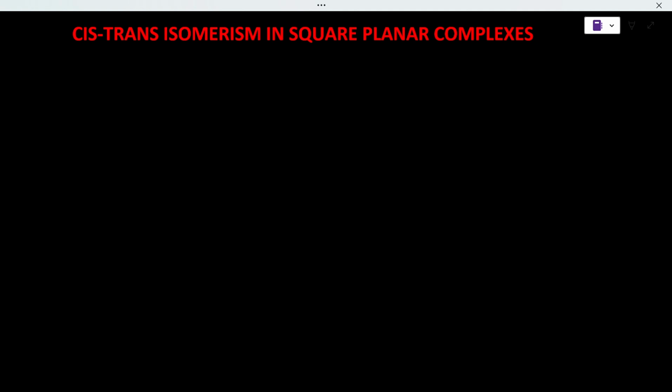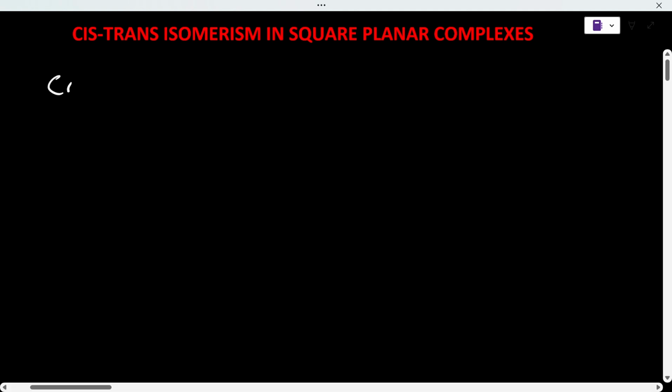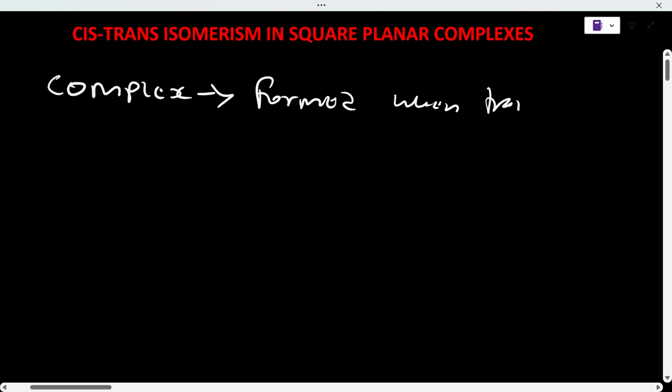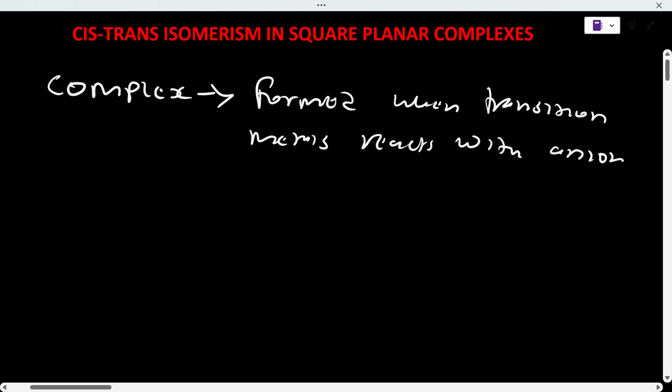And the first key thing I'm going to start with is the definition of a complex. Complexes are substances formed when transitional metals react with anions and some molecules.